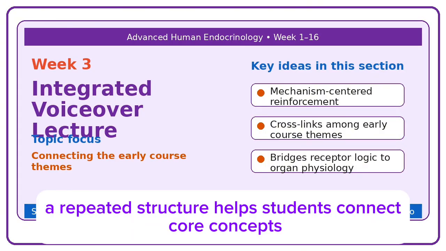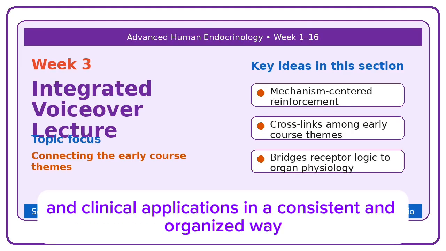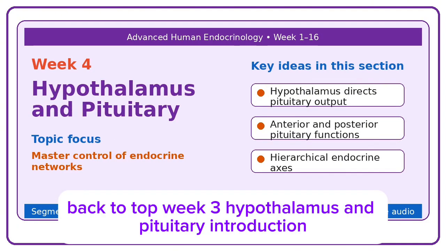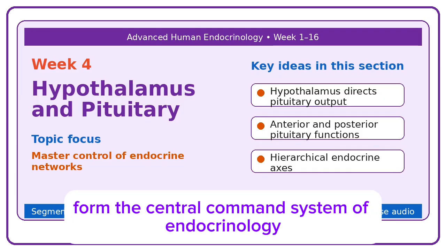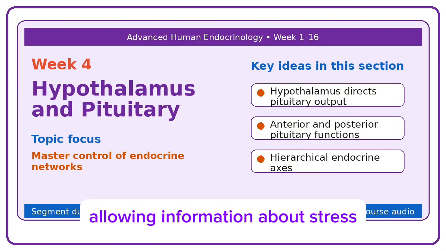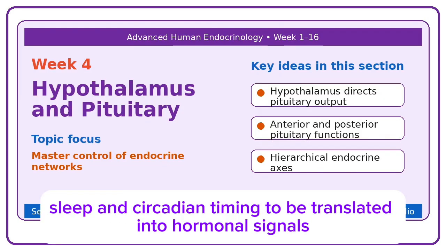A repeated structure helps students connect core concepts, hormone mechanisms, feedback loops, and clinical applications in a consistent and organized way. Back to top. Week 3. Hypothalamus and pituitary introduction. The hypothalamus and pituitary form the central command system of endocrinology. Together, they connect the nervous system with the endocrine system, allowing information about stress, nutrient status, osmolarity, temperature, reproduction, sleep, and circadian timing to be translated into hormonal signals.